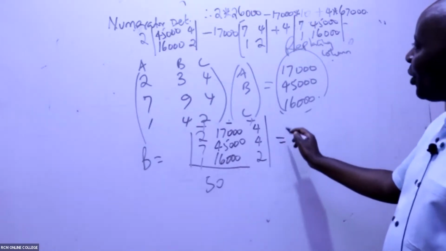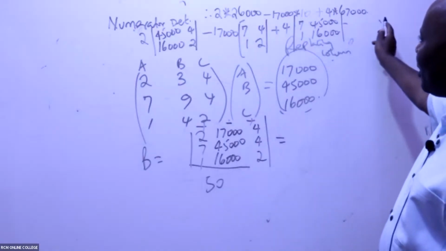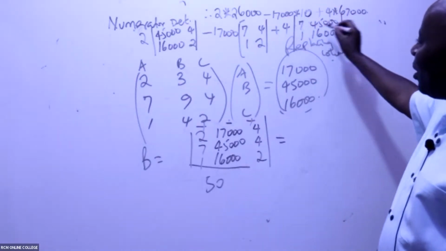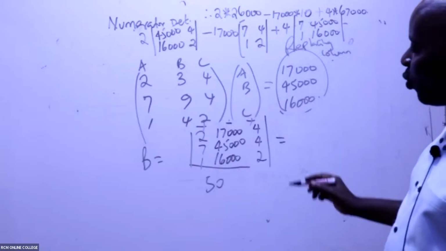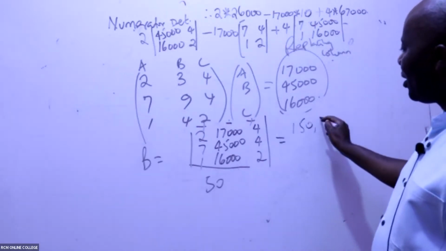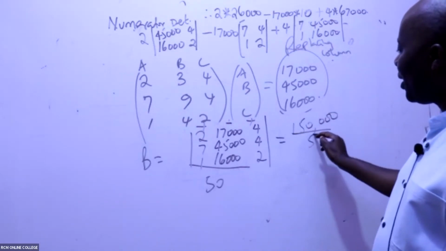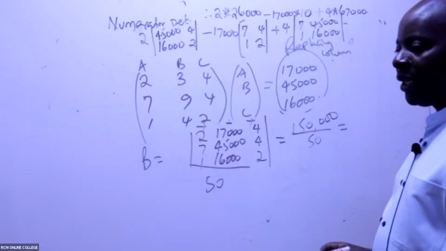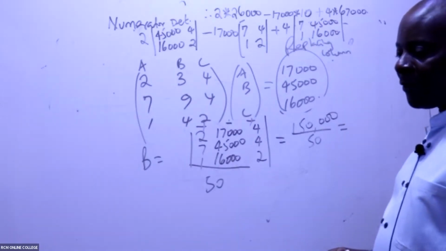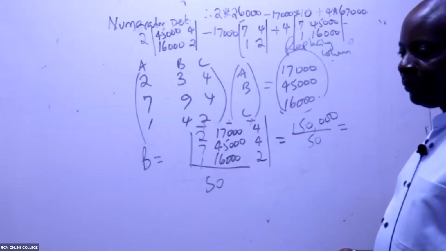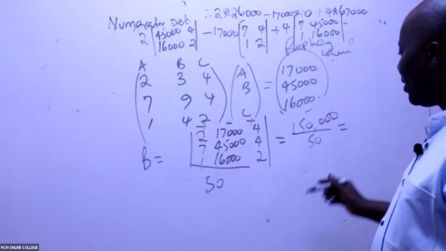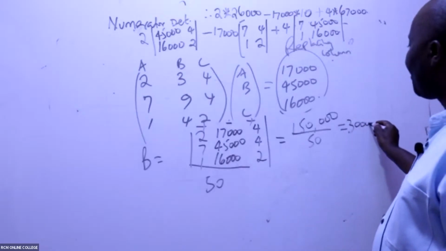What figure are we able to get if you just follow this now? 150,000 divided by the 50. So then at the end of the day, what figure shall we get? So we have there 3,000. I'm being given 3,000 units.